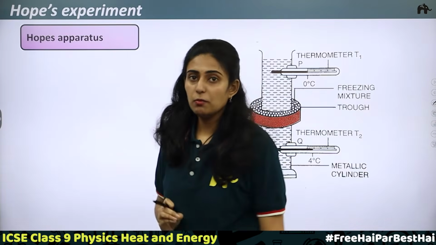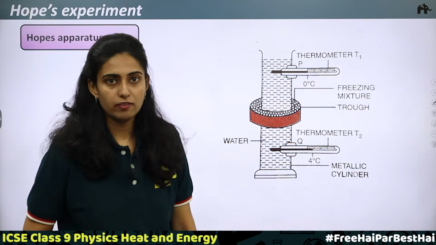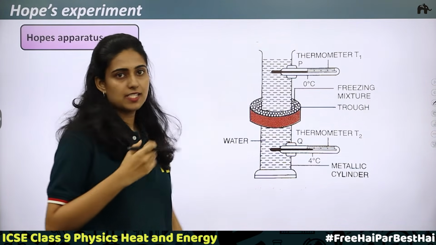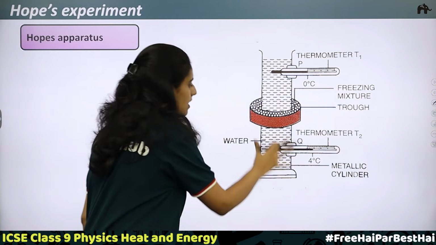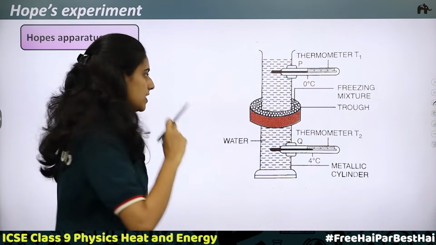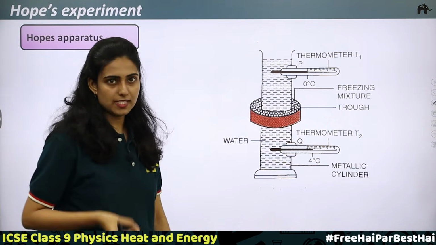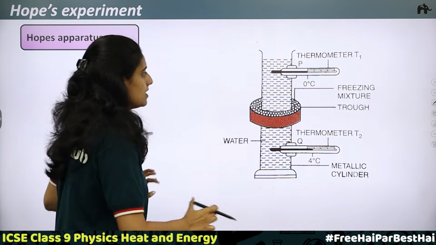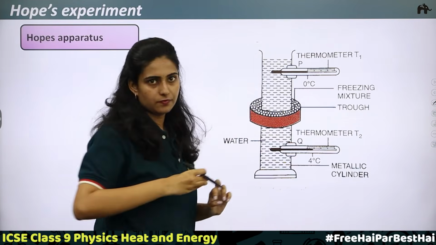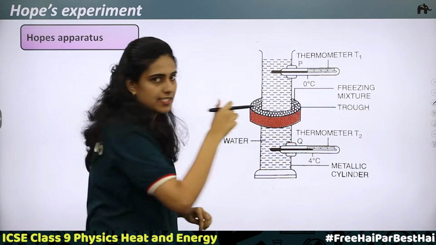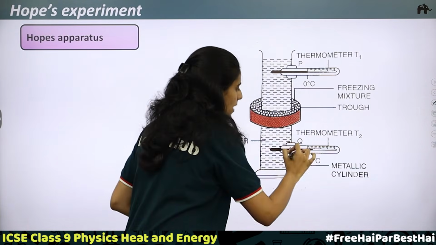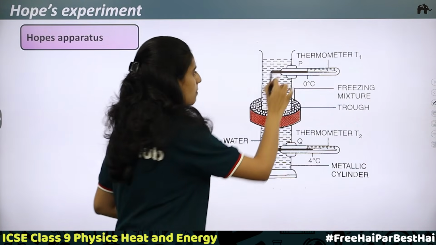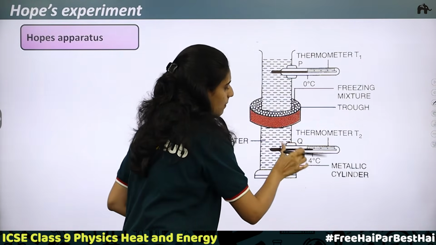Now, to demonstrate the anomalous behavior of water, an experiment was devised in the year 1805 by the scientist T.C. Hope. So, this is an experimental setup. The experiment was called Hope's experiment, and here first we will understand Hope's apparatus. First you have a metallic cylinder, a tall metallic cylinder. There are two gaps, P at the top and Q at the bottom.